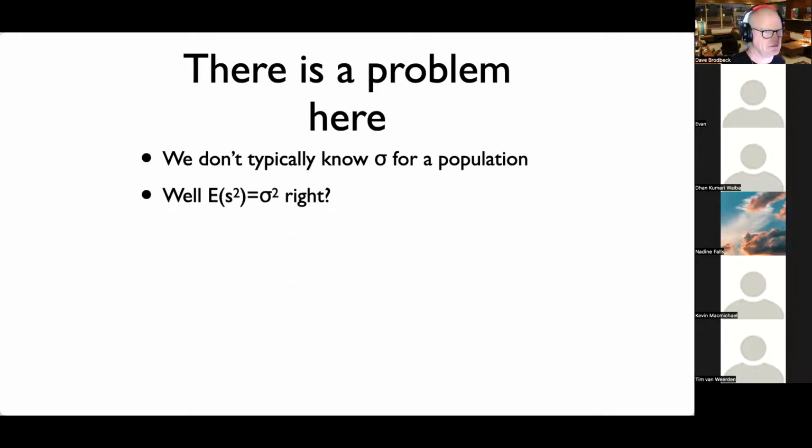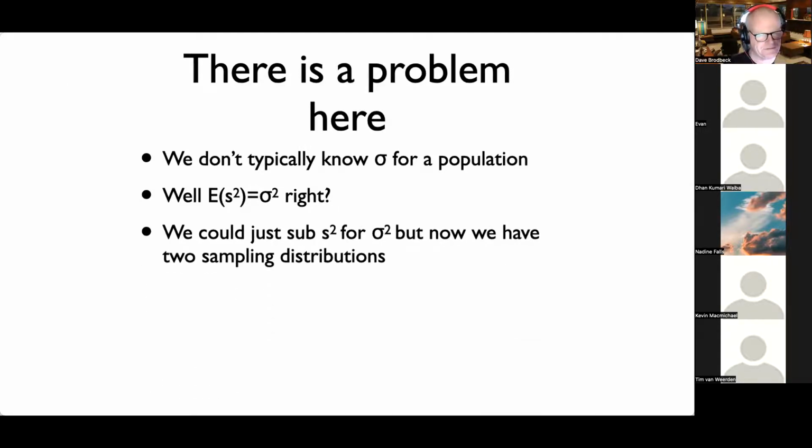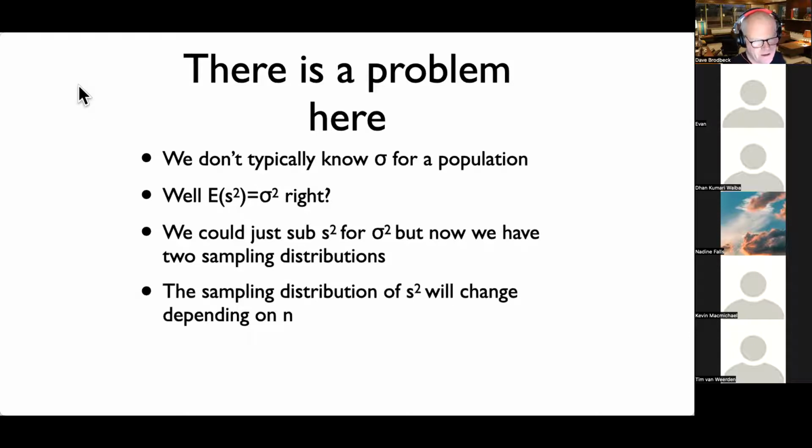Well, wait a second. The expected value of S squared is sigma squared, right? S squared is an unbiased estimator of sigma squared. The sample variance, that's this, right, is an unbiased estimator of the population variance. Yeah, good. Why don't we just sub S squared in for sigma squared? Okay, that's a good idea. That's a really good idea. Let's do that.